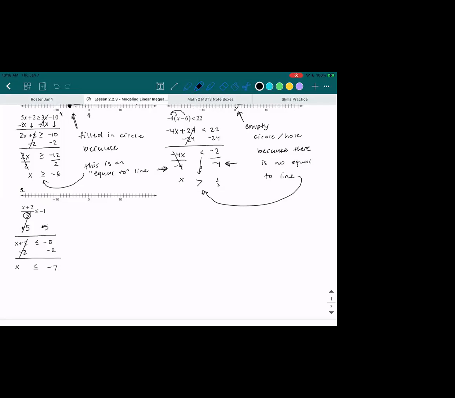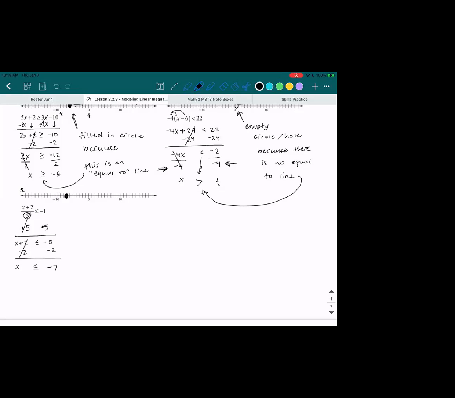So let me go find -7 on our number line. All right, so it's over here. Should I fill in this hole or should I leave it empty? Tell me in the chat. Empty or filled? Should this be empty or filled? Good, you guys got it. Filled. Plenty of you have typed in the chat filled. Good, so this should be filled in.